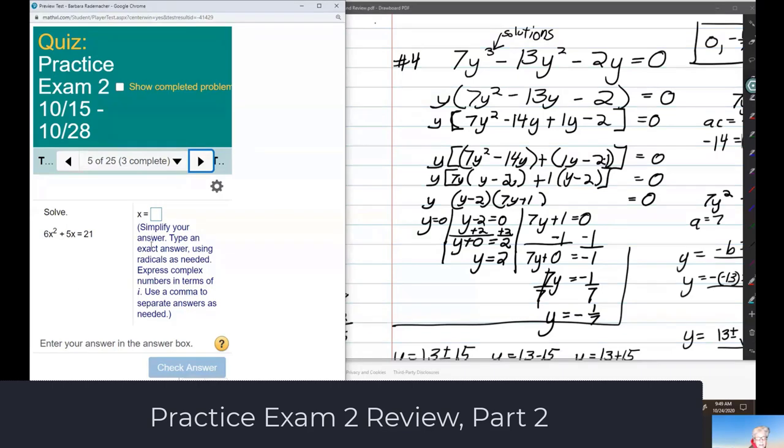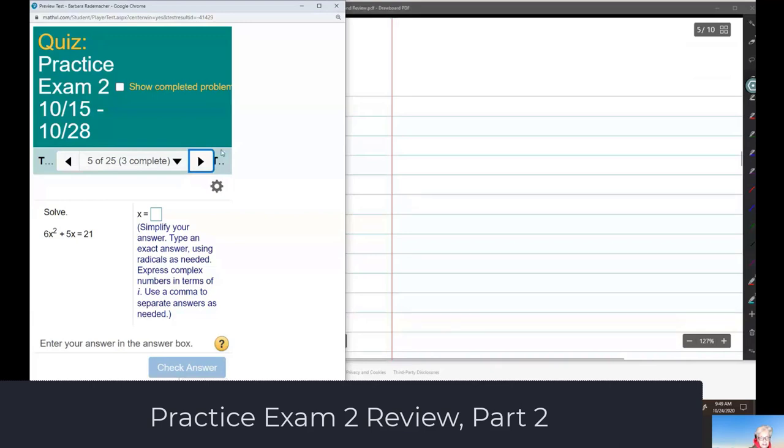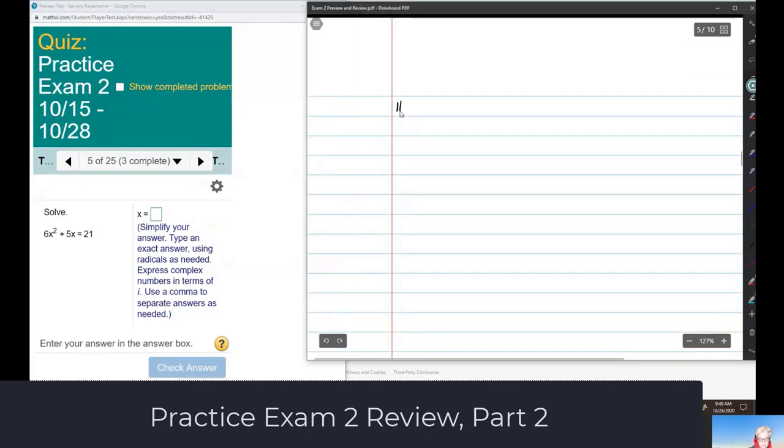Solve. Simplify your answer, type an exact answer using radicals as needed, express complex numbers in terms of i, use a comma to separate your answers. Okay, another nasty one. Number 5. 6x squared plus 5x equals 21. And I pulled 21 back over.